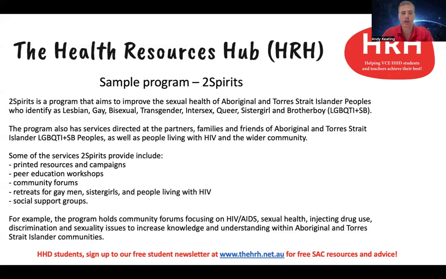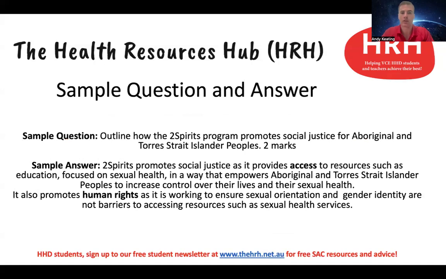But then also you could get a question like this. So outline how the Two Spirits program promotes social justice for Aboriginal and Torres Strait Islander people, and that could be worth a couple of marks. So you can see that I provided a sample answer that mentions that this program provides access, and so it's giving examples of the resources such as the education and the focus on sexual health, and that can help to empower Aboriginal and Torres Strait Islander people to increase control over their lives and their sexual health, so providing access to this information and these resources through participation in the program.